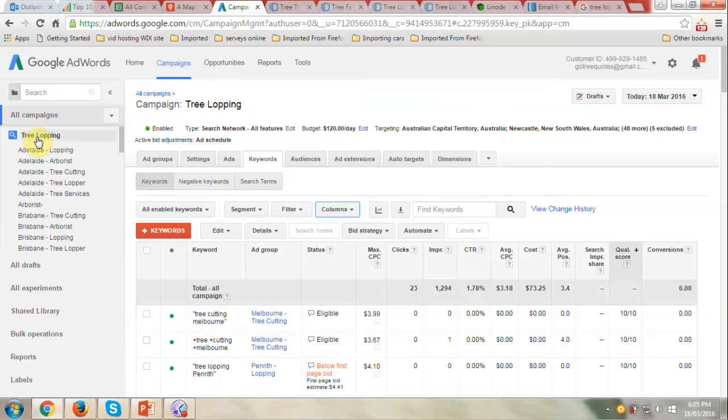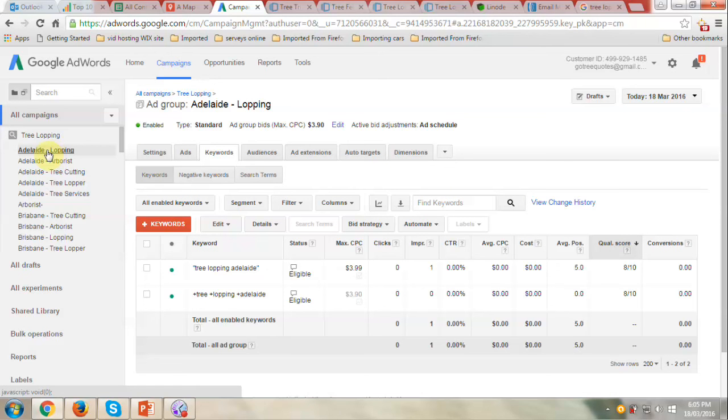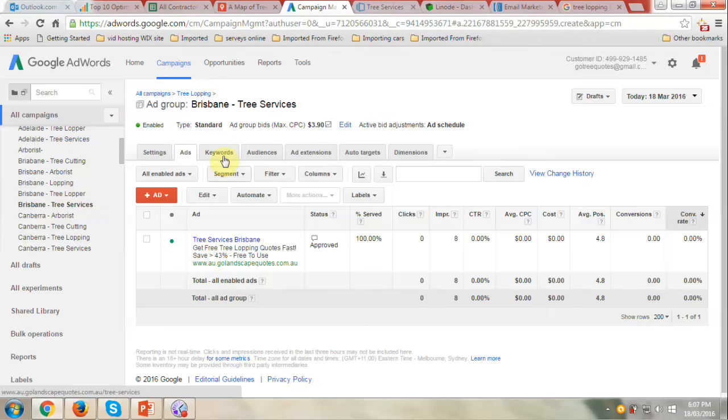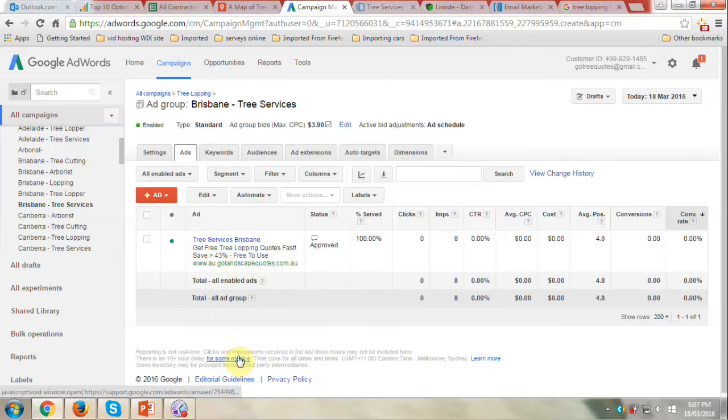So you can see here, most people have a campaign with a whole list of keywords. Let me be clear. I've got a campaign and an ad group. They'll have a whole list of keywords and 2 or 3 ads. I'm very specific in each. So tree lopping Adelaide, arborist Adelaide. In each of my ad groups, campaign and ad group, I've got tree services Brisbane. Now I've got very specific keywords. I've just got one keyword in that ad group, and I've just got one ad. I would have been testing other ads, but this one converted the best, so I stayed with that one.